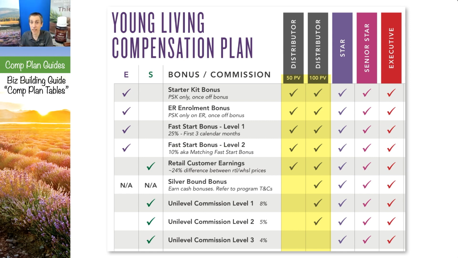And that's why we split it up into 50 PV and 100 PV, because yes, you do qualify for specific bonuses when you have a 50 PV order. You can see in this table, all the ticks in that 50 PV column show you exactly what bonuses you qualify for when you place a 50 PV order. The 100 PV column is what you qualify for when you place a 100 PV order. So this table helps to answer those questions really easily. Just look at the ticks.